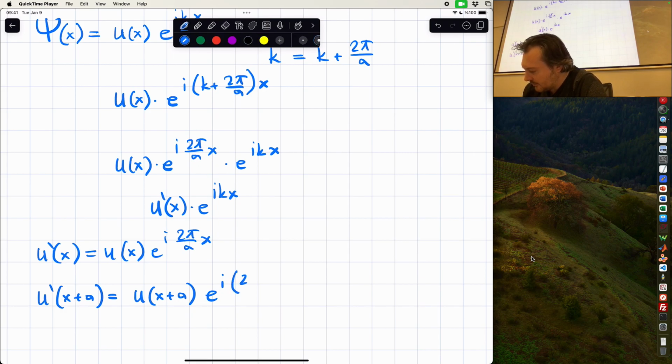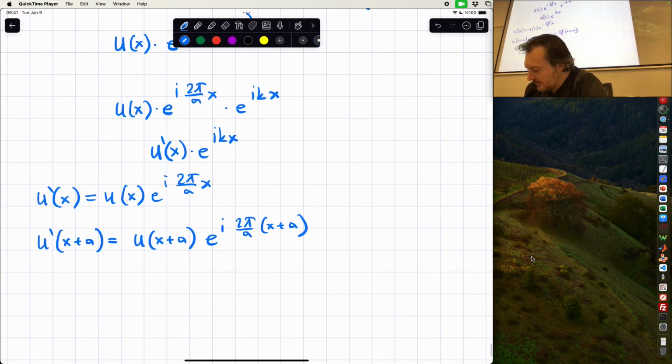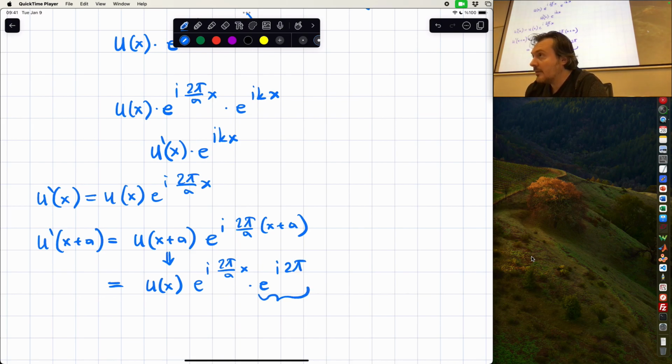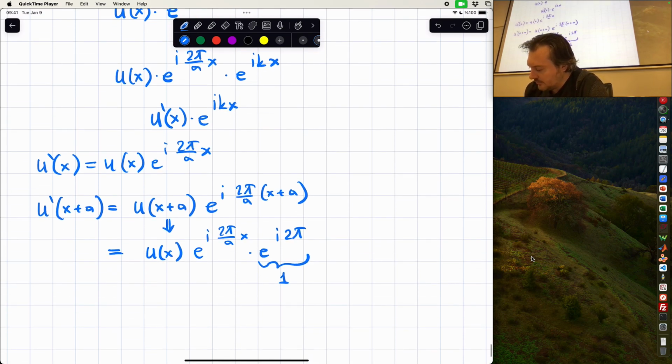Help me out. 2 pi over a times x plus a. So far, did I make a mistake? What is this? u of x. And you have e to the i 2 pi over a x times e to the i times 2 pi. What is this? 1. Very good. So you can see that this is u prime of x. So u prime of x plus a is u prime of x.